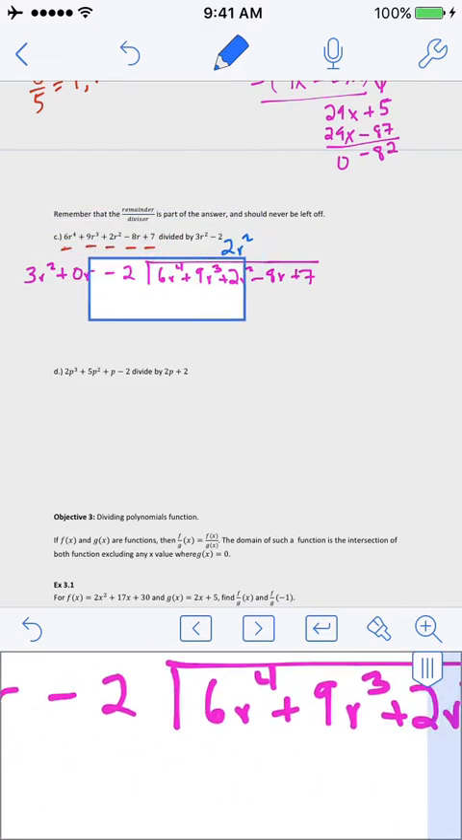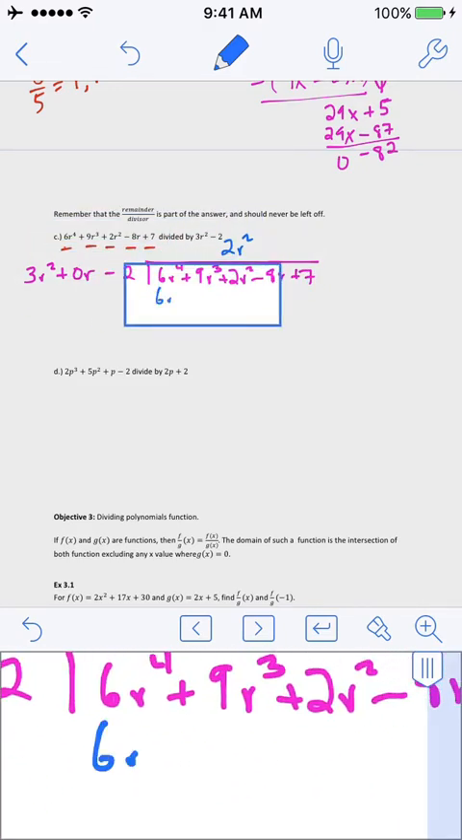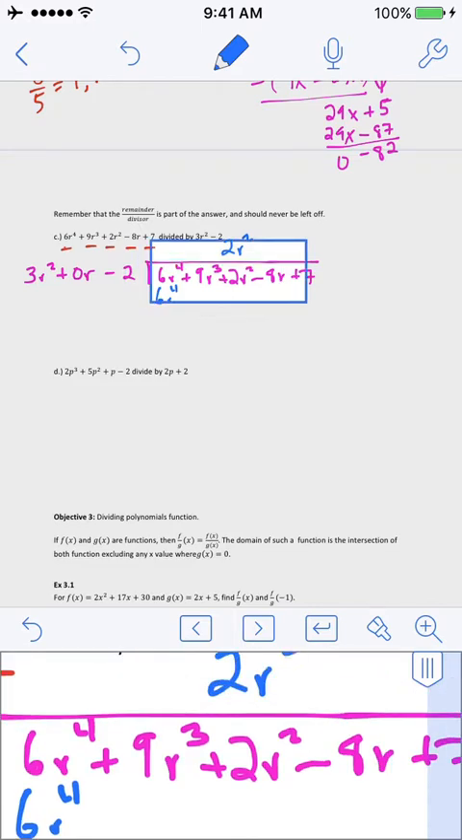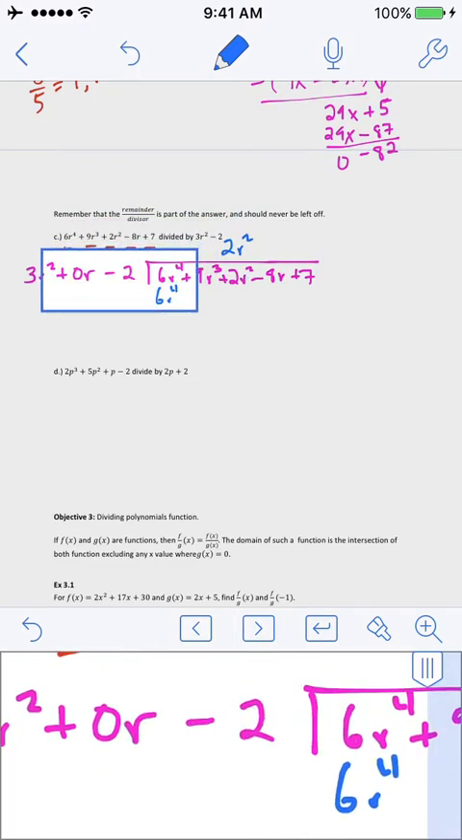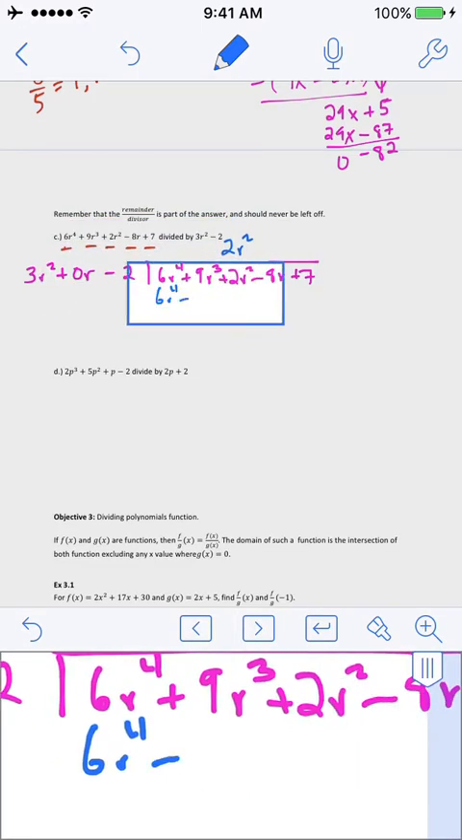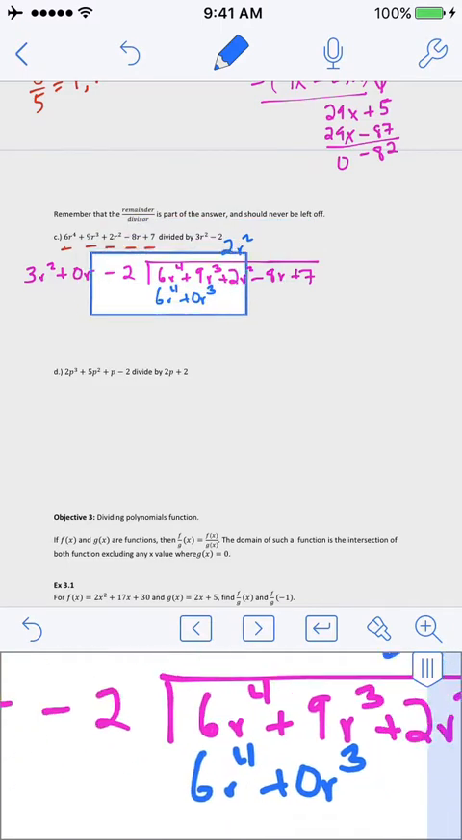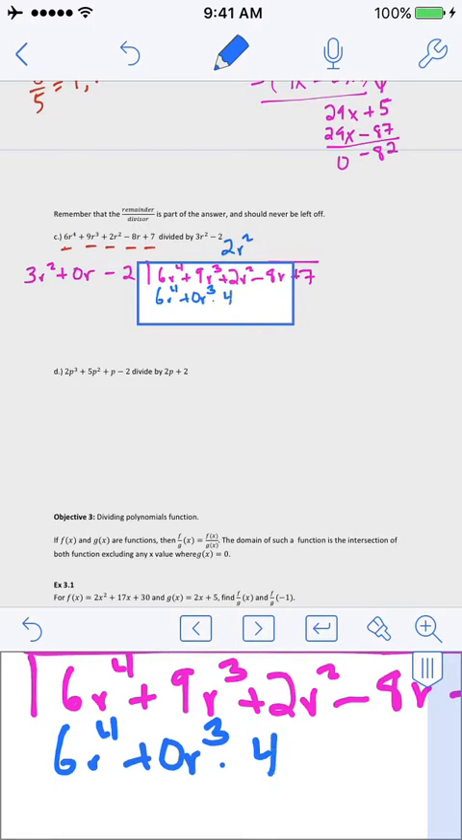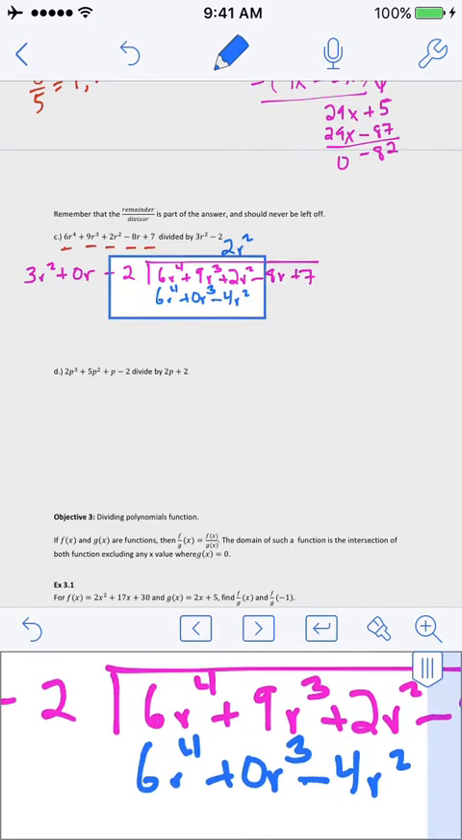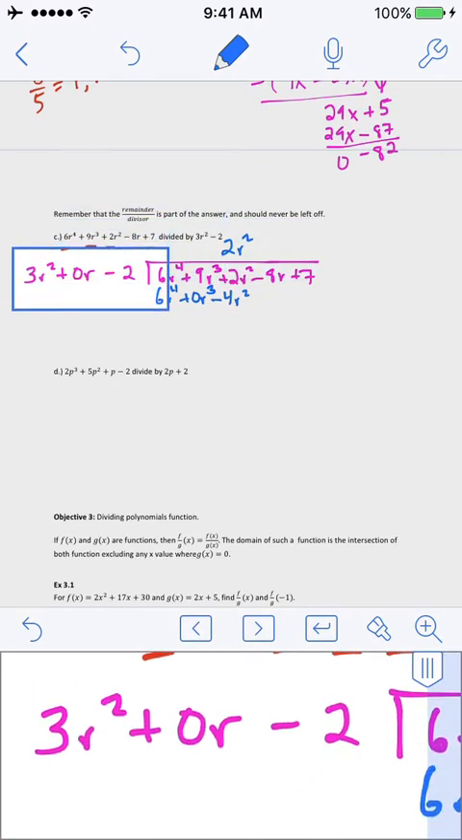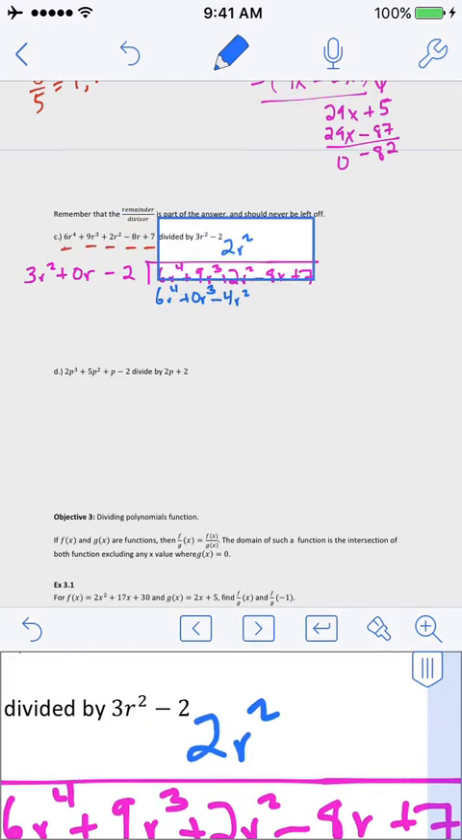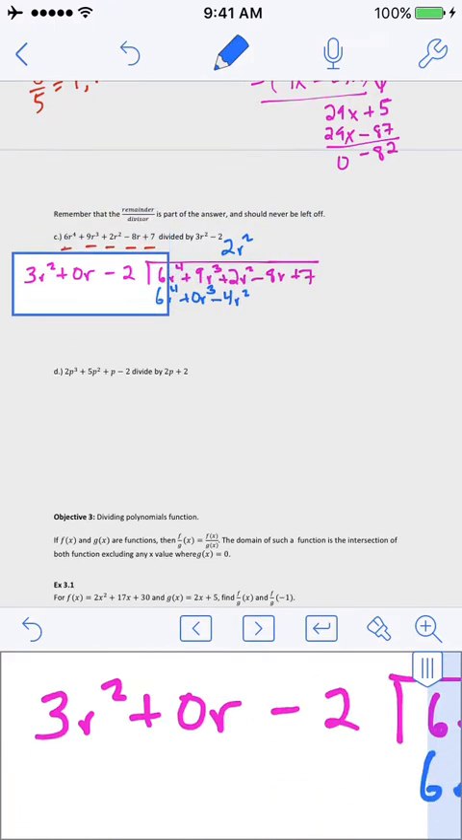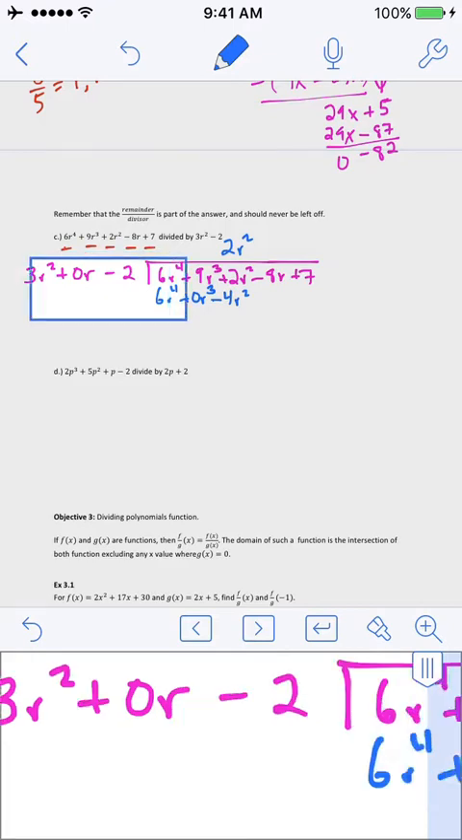2r squared times 3r squared gives us our 6r to the 4th. 2r squared times 0r is going to give us 0r cubed. 2r squared times negative 2 is going to be a negative 4r squared. So because I had 3 terms in my divisor this time, I have to multiply that blue 2r squared into all 3 of them. No big deal though, right? Just multiplication, term by term.